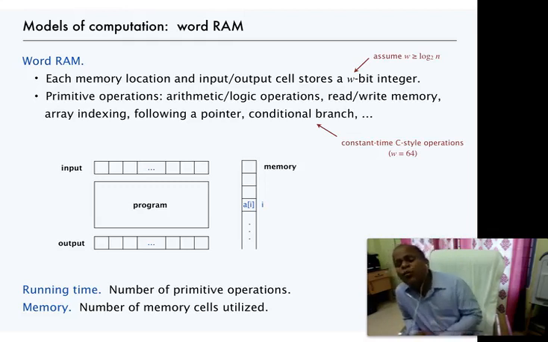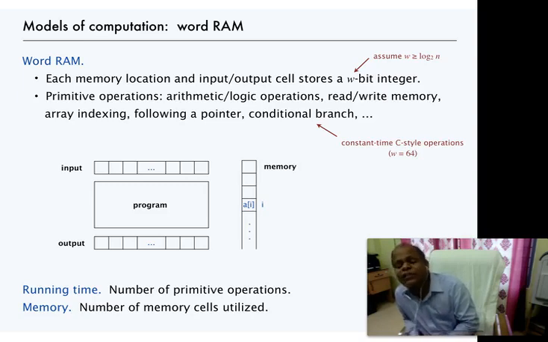Now, in that case, how will you say how much memory the algorithm or program utilizes? It will say how much of memory cells your algorithm or program is utilizing or using. That is the memory requirement. Suppose it is taking 2n memory cells, then your space requirement or memory requirement for the algorithm is 2n. This is the situation.